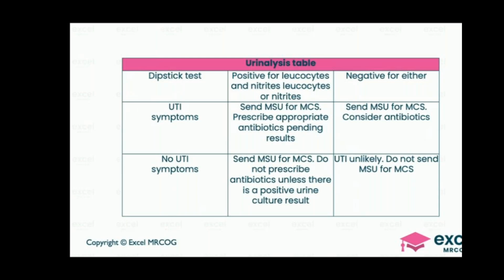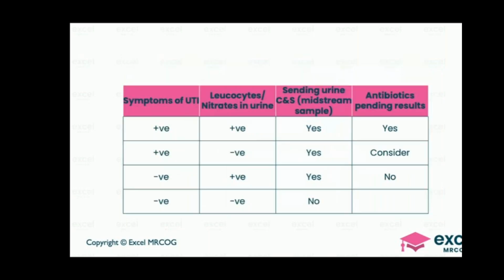And if there are UTI symptoms, you will definitely send midstream urine for culture. No doubt about that. You will prescribe antibiotics on the day that you're sending the urine for culture in case they are positive for leukocytes and nitrites and she has UTI symptoms. But if she doesn't have nitrites or leukocytes, you can still consider antibiotics, but it's okay even if you wait and start antibiotics for UTI depending on the culture. So this chart has to be thoroughly done.